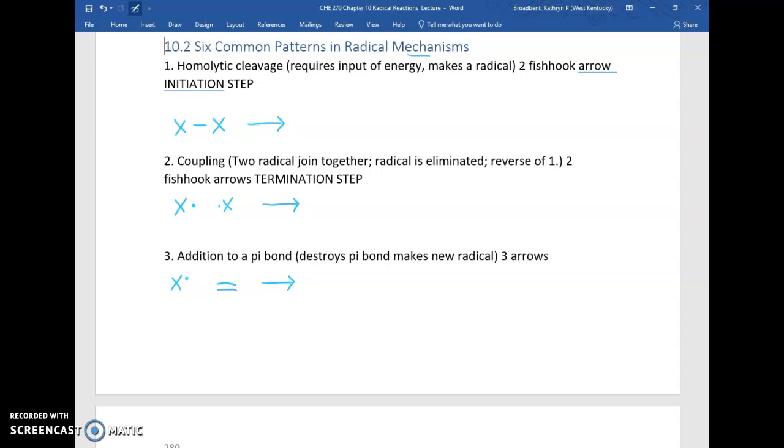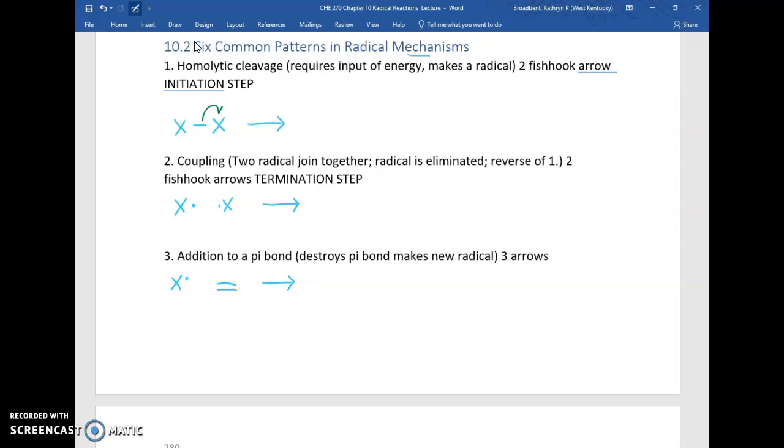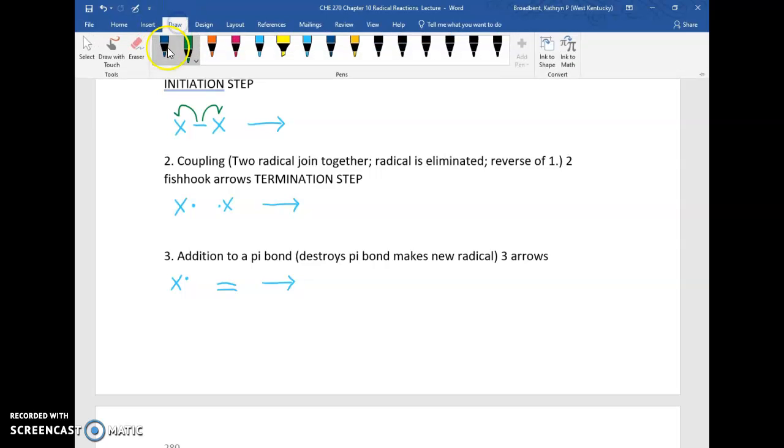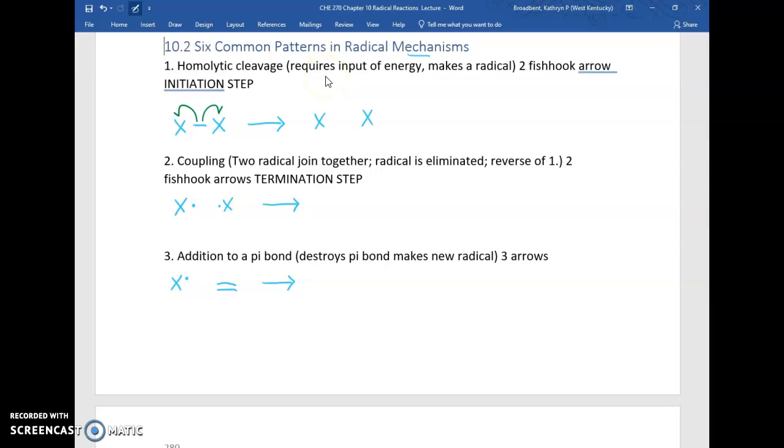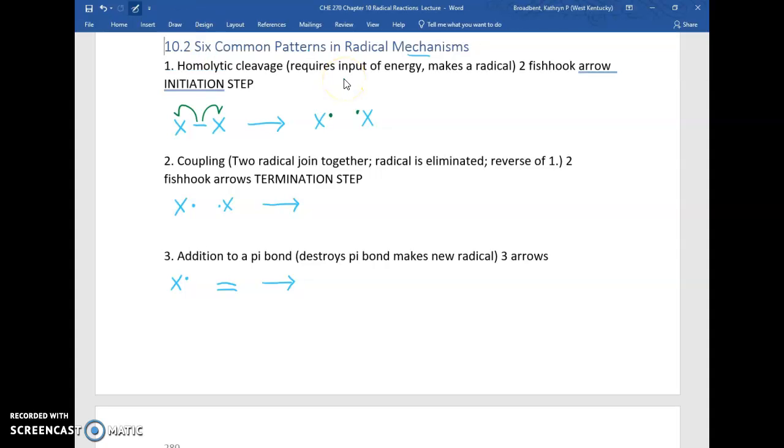It requires the input of energy, and usually you'll see it as UV light, and it's going to make radicals. This is an initiation step. A lot of our radical reactions are going to begin with the homolytic cleavage. So let's get a different color. In the homolytic cleavage, this bond that's connecting these two atoms, one of the electrons is going to go live on this X, and the other electron is going to live on that X. And so we'll end up with X and X, and they will both have a single electron, so they'll both be radicals.